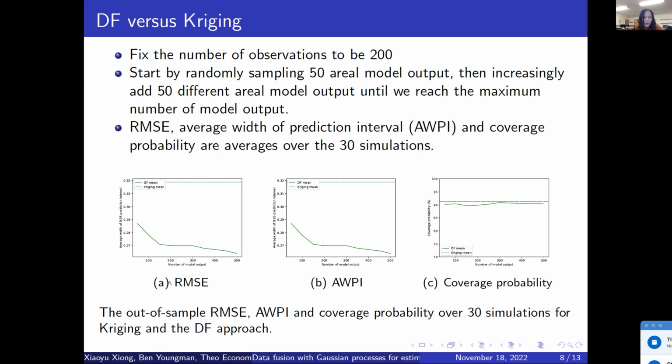Figure A shows the root mean square error, B is the average width of the predicted interval, and C shows the coverage probability. In each plot, the dotted line shows the results for the Gaussian model, which just uses the observation data, and the solid line shows the results for the data fusion model. As can be seen, by combining the model output with the observations, the data fusion framework can achieve lower root mean square error and lower average predicted interval width, while having very similar coverage probability compared to the Gaussian model, which only uses the observation data.